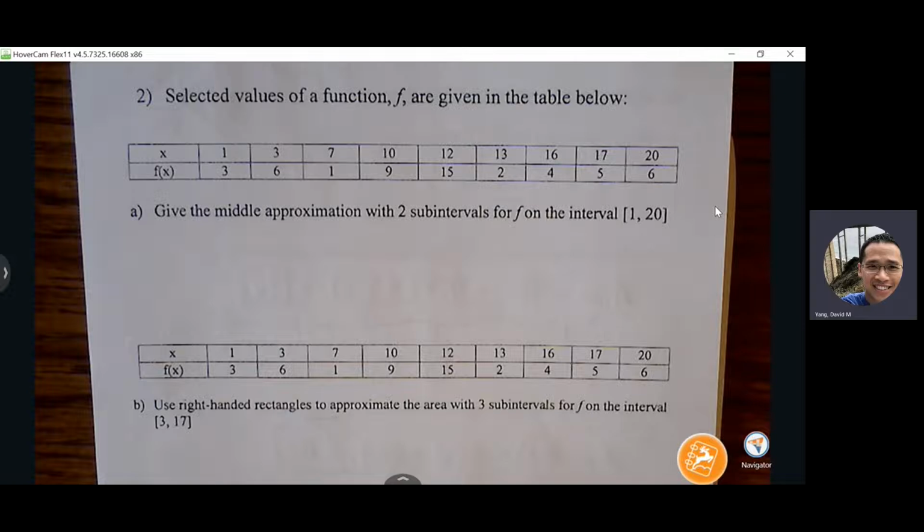Numbers are close. So trapezoid, there's the intervals. I'm starting at 3.